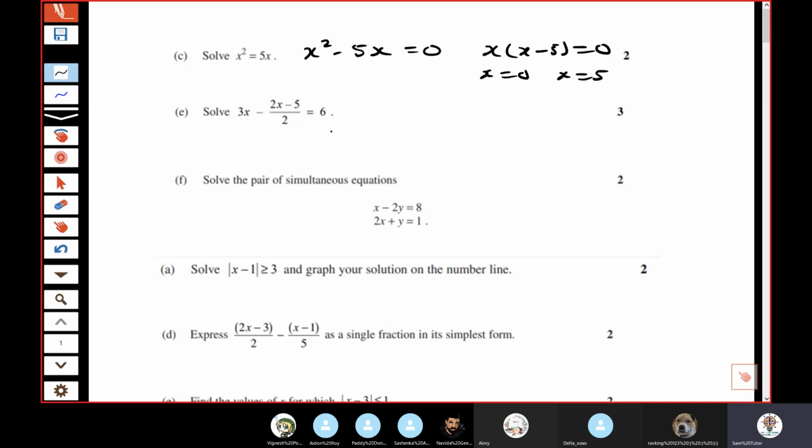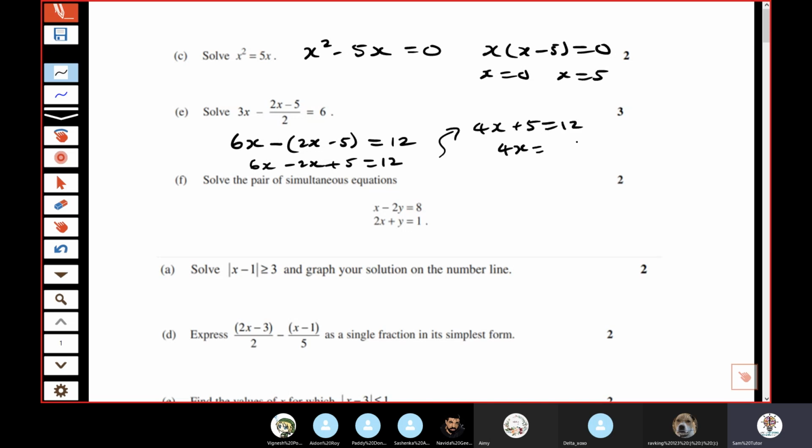With e, you would multiply everything by 2, so you'll get 6x, take away bracket, 2x take away 5, equals 12. This becomes 6x take away 2x plus 5. And then the answer is 4x plus 5 is 12. 4x equals 12 take away 5, which is 7. X equals 7 over 4.